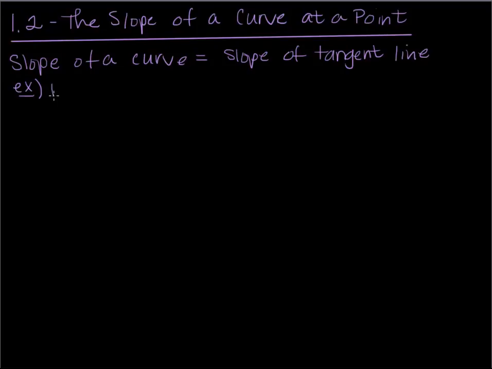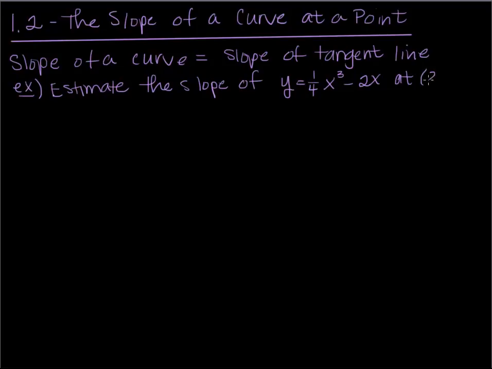let's estimate. We're going to figure out how to do this perfectly, but for now, let's estimate the slope of the curve y equals 1/4 x cubed minus 2x at the point (2, -2). Again, I have to give you a specific point to find the slope of that curve. Notice if you put in 2 for every x there, of course you get -2 out.